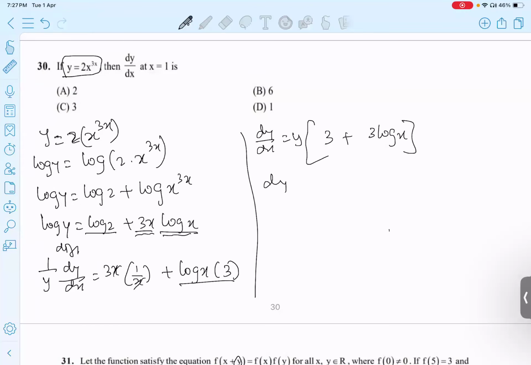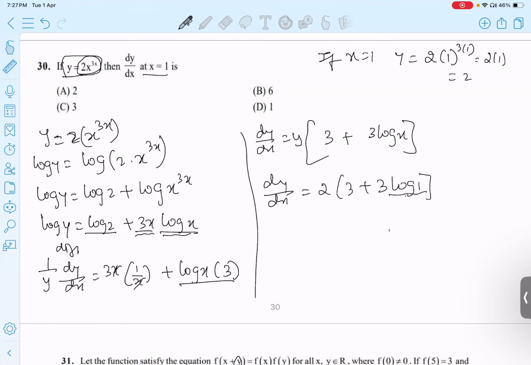Now, substitute the x value as 1. See, now, if x is equal to 1, what is the y value? 2 into 1 to the power of 3 into 1. That is 2 into 1, which is equal to 2. So 2 into 3 plus 3 log 1. What is the value of log 1? 0. 0 into 3 is 0. 3 plus 0 is 3. 3 into 2 gives you 6. So dy by dx is 6. So option B is the right answer. Remember, students, whenever we have a function to the power of function, we just have to apply a log on both the sides. Okay. Next question.